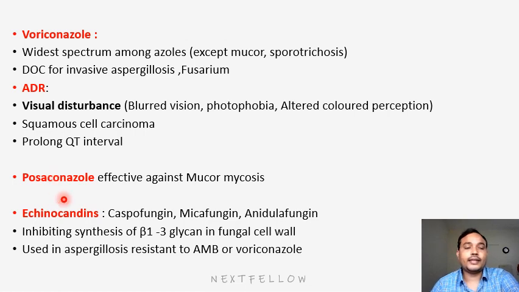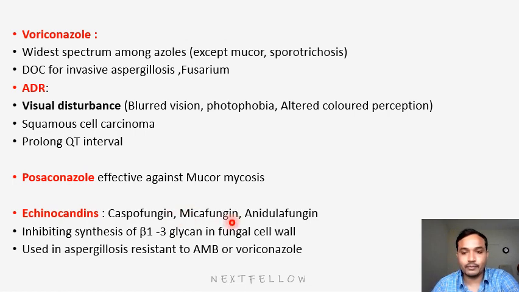Okay, next group will be echinocandins. We completed three: amphotericin B, second one is flucytosine, third one is azoles. These are systemic drugs used for systemic infection. The last one will be echinocandins. Echinocandins will be drugs like caspofungin, micafungin. These end with fungin. Drugs ending with fungin means these are echinocandins.